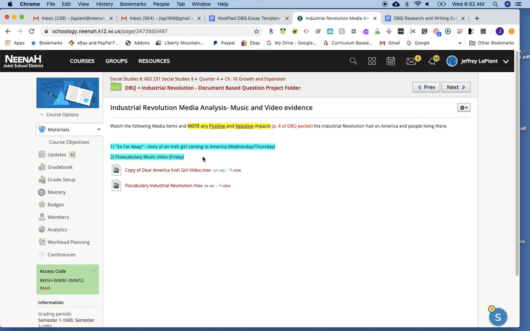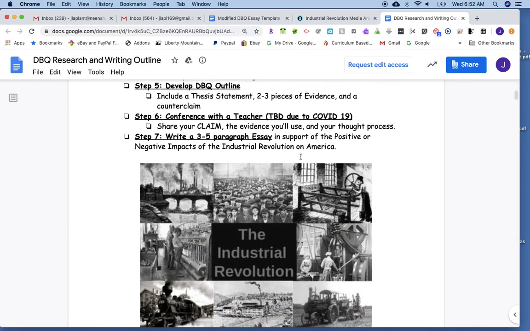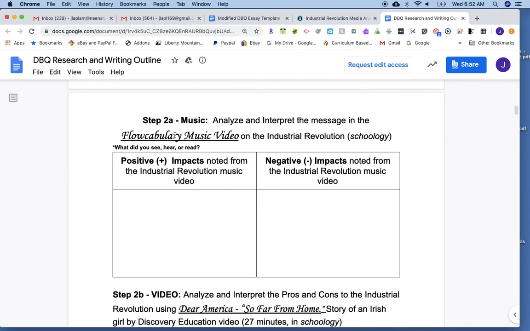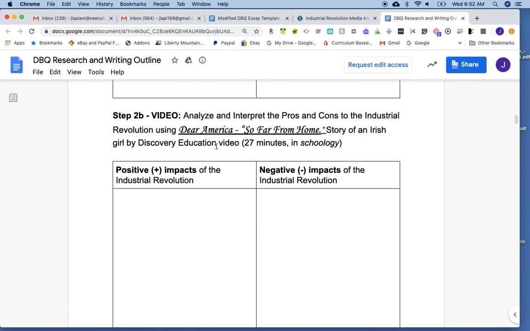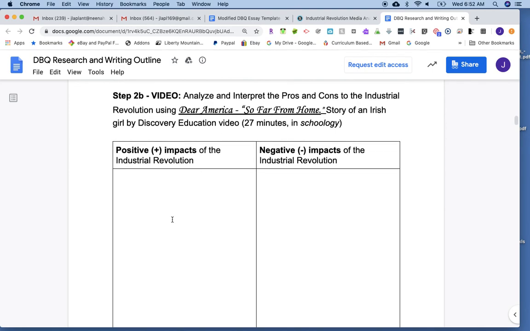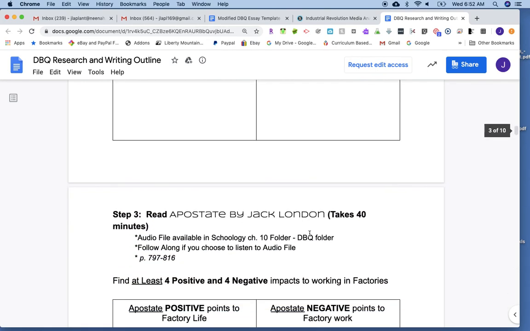So one's dealing with the music and vocabulary. The other one is a story of an Irish girl coming to America. So you can click on those, and you're just going to be following along and typing in your positive and negative. So if you scroll down here, here's the music video, vocabulary. What were some positive things and what are the negative things? You go down here, the video, Dear America, So Far From Home. This is that Irish girl coming to America. What were some positives? What were some negatives of the Industrial Revolution?